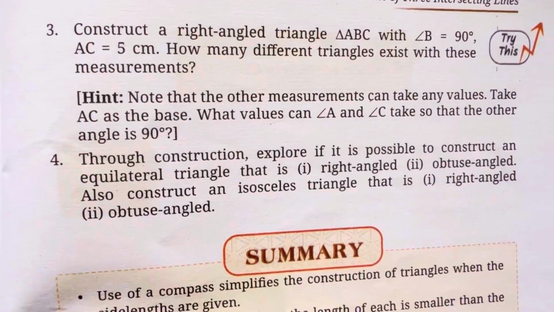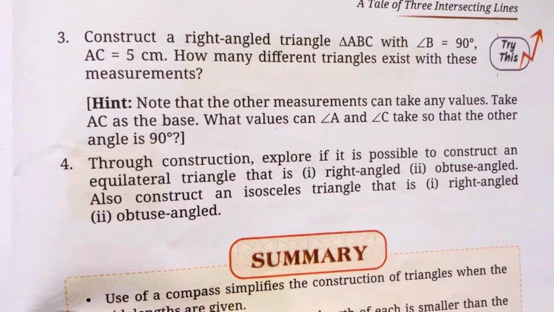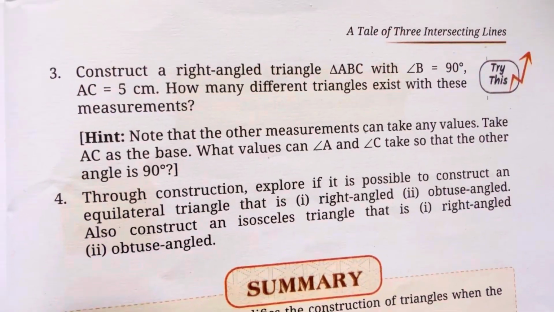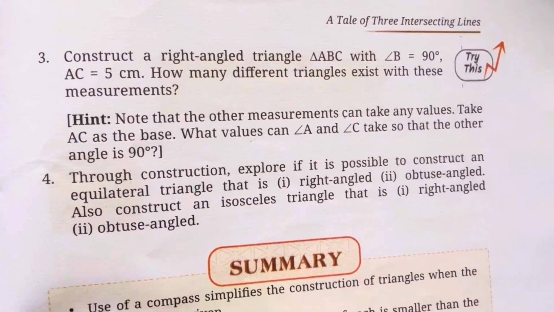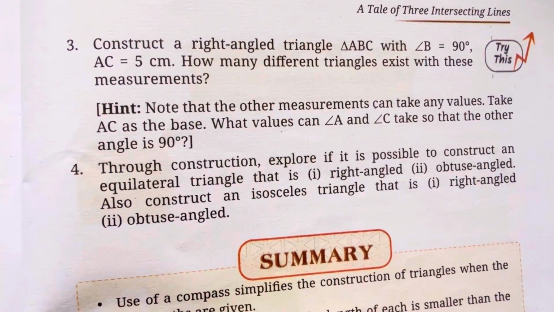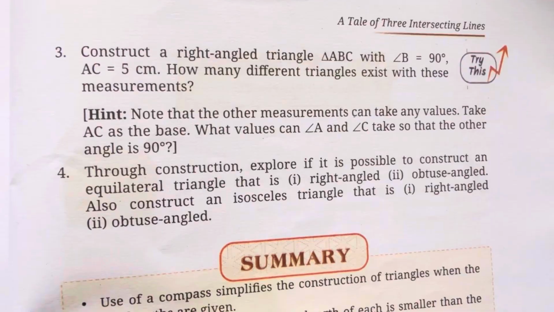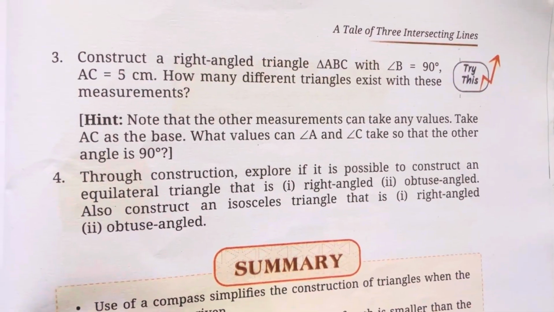In this video, we are going to continue chapter number 7, A Tale of Three Intersecting Lines of Grade 7 Mathematics of the new NCERT textbook Ganit Prakash, and we are going to cover question number 3 and 4 of Figure It Out exercise, which is the last exercise of this chapter.